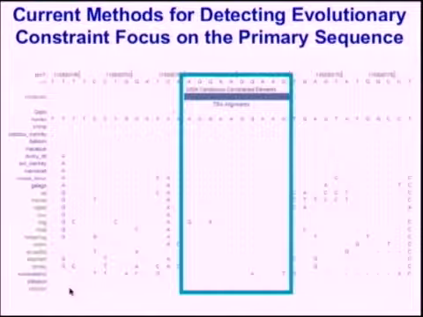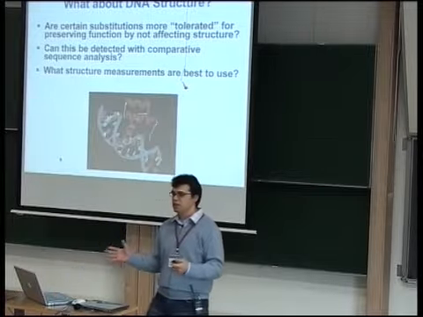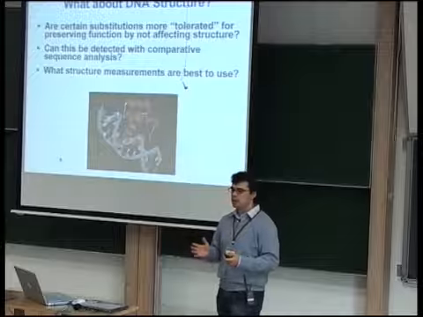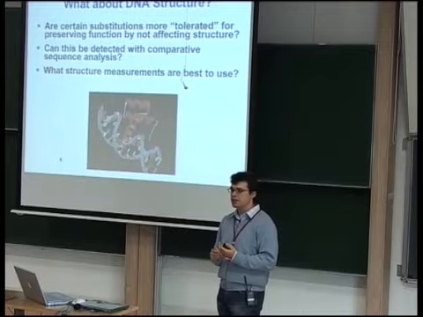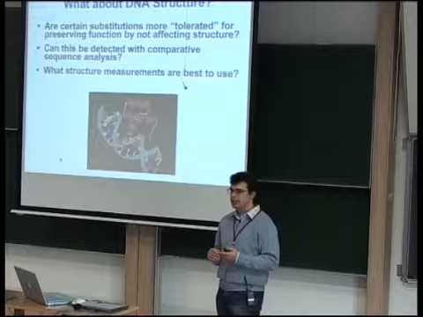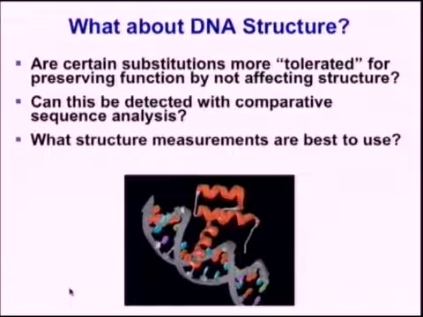But what if there was something else about the DNA that allowed certain substitutions to occur, but yet the function might still be maintained? This particular method might not necessarily pick that up. So I want to introduce you to a concept that we've been working on in the lab. This has been in strong collaboration with a DNA chemist, Tom Tullius, who's at Boston University. And we're hypothesizing that there might be certain substitutions that are more tolerated for preserving function than other substitutions, meaning that certain base changes might not affect the DNA structure as much as other base changes.